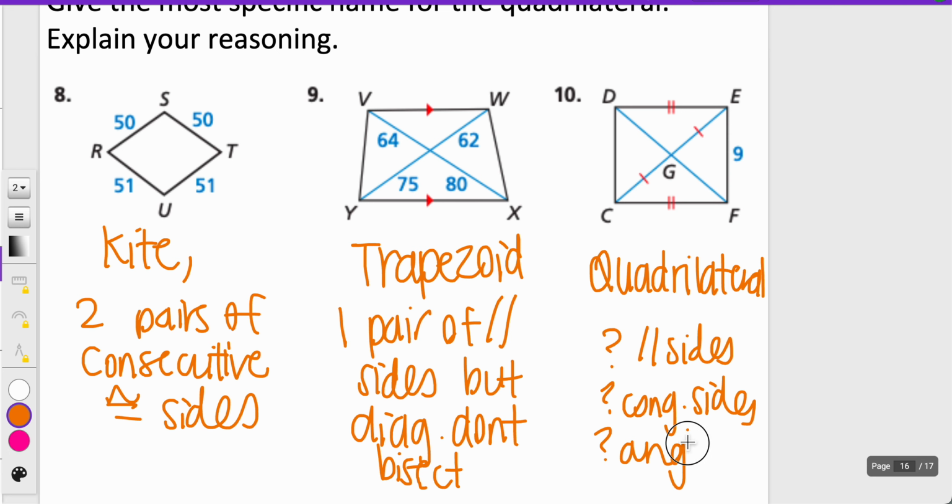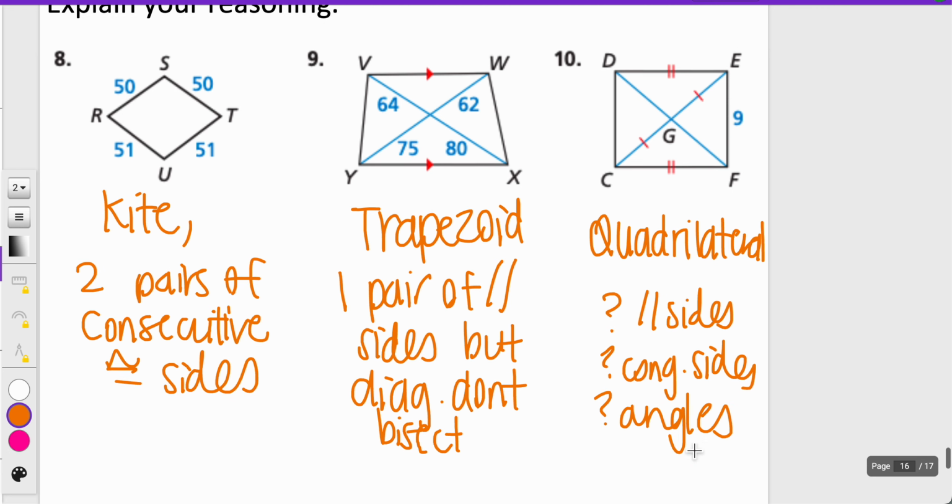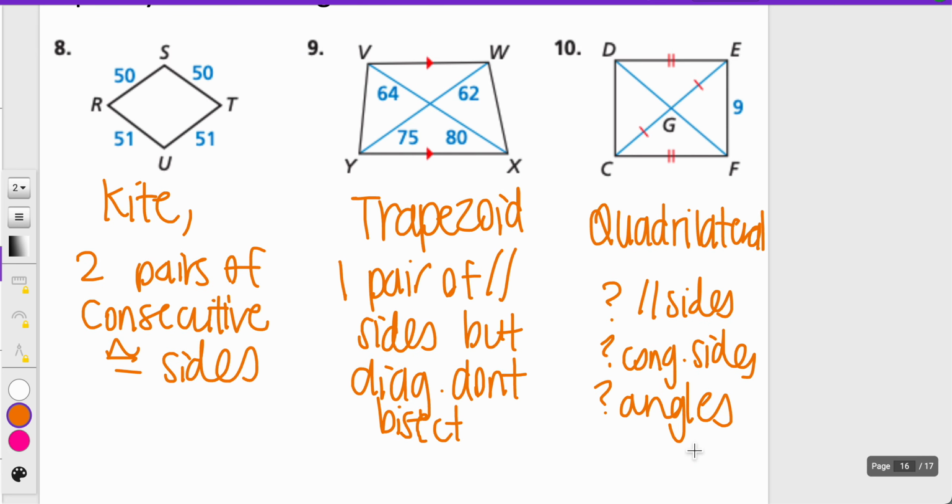Okay, that's going to conclude our lesson today on 7.5, properties of trapezoids and kites.